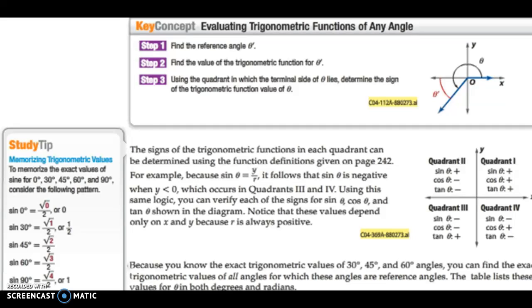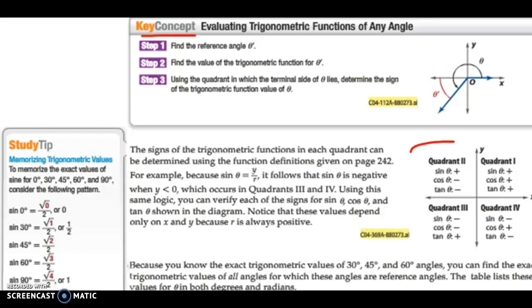Hello, today we're going to continue talking about section 4.3, which is on trigonometric functions. Now, if you look at the key concept here, evaluating trigonometric functions at any angle, the reason we learn reference angles is so that we can figure out what a trig function is in any one of my quadrants, quadrant 1, 2, 3, and 4.